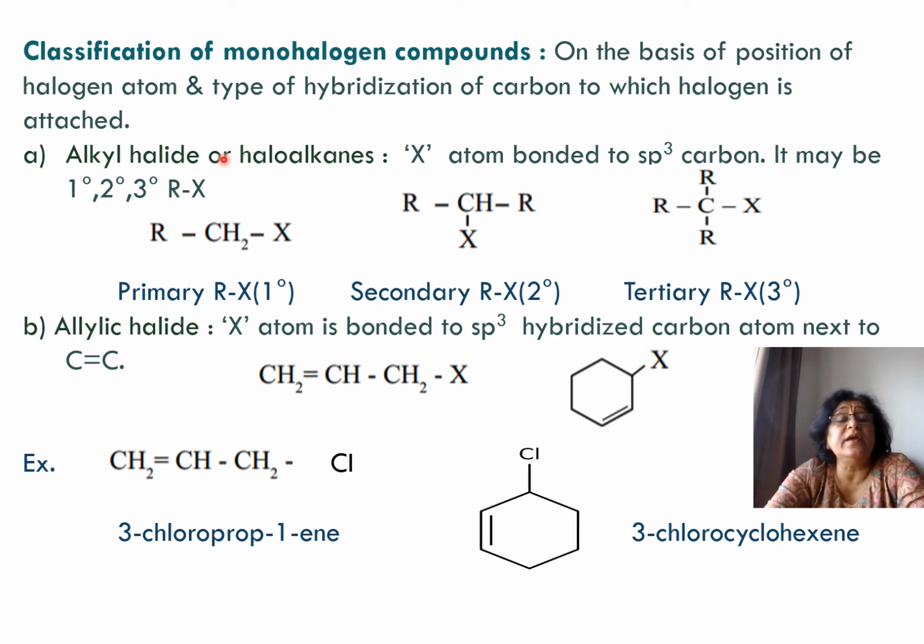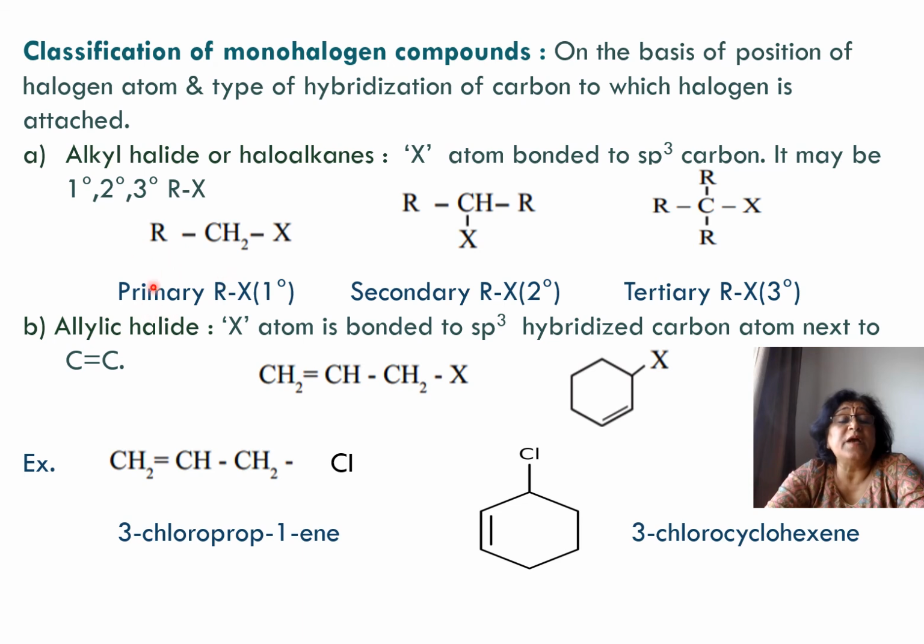In alkyl halide, what happens? The halogen is bonded to which carbon? sp3 hybridized carbon. Examples are methyl chloride, ethyl chloride, propyl chloride, etc. Now these alkyl halides are further classified into three: primary alkyl halide, secondary alkyl halide, and tertiary alkyl halide.